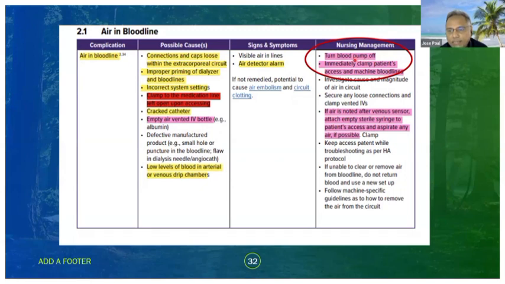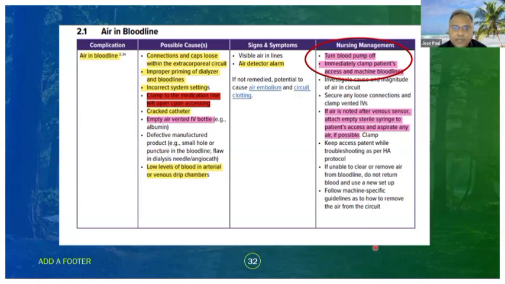So how do you manage? Turn the blood pump off, immediately clamp the patient's access and the machine blood lines, and find out the cause. And if the air is noted in the venous sensor, attach empty sterile syringes to the patient access and aspirate the air if it is possible. All these things should be done to keep the air out of the dialysis blood line.